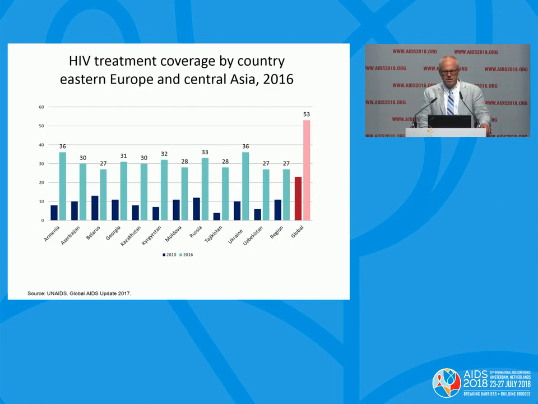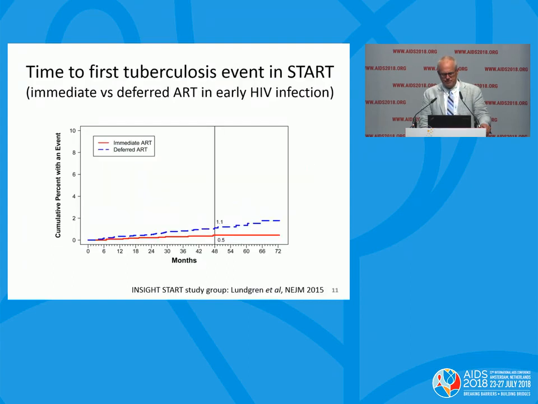Antiviral treatment coverage has been improving, as you can see, between 2010 and 2016 in the region across all the countries, although it's still falling behind, at 27% in 2016 compared to the global average of 53%. So although a lot of effort has been made, there's still an enormous pool of HIV-infected people who are not on antiviral treatment, leaving them susceptible to progression to active TB disease if they're exposed.